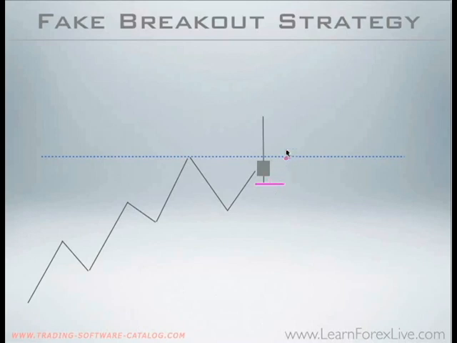Stop loss, two courses of action. The conservative way is to place the stop loss above the candle, the upper wick of the candle right there. I don't do that. I personally don't do that. It's not necessary to stretch your stop loss that far. What I do is I simply range the entire candle. I mark the 50% level, and I place my stop loss 5 pips above the 50% level.